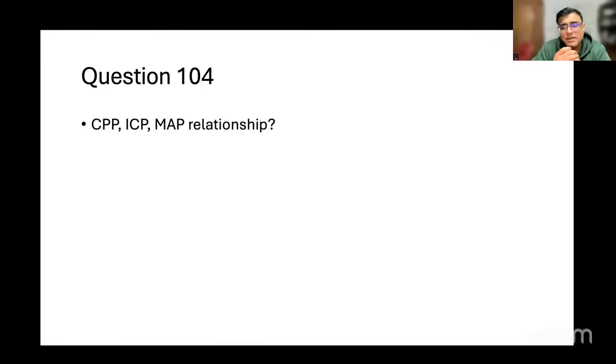CPP, ICP, MAP relationship. So CPP equals MAP minus ICP. So that is the relationship. Okay. Cerebral perfusion pressure equals MAP minus ICP. So your flow minus resistance, right? That is basic physics, right? So that is what CPP is about, cerebral perfusion pressure, and that is the relationship. Okay. I don't know what the options were, but that is the relationship. So you increase your MAP, your CPP will increase. You increase your ICP, your CPP will reduce, right? So that is the relationship.